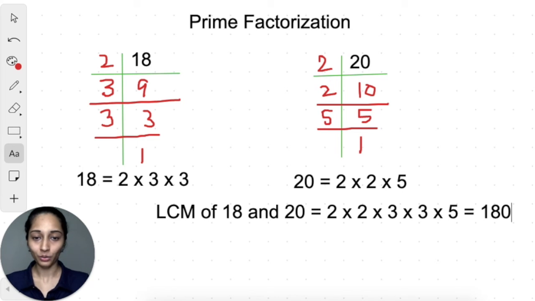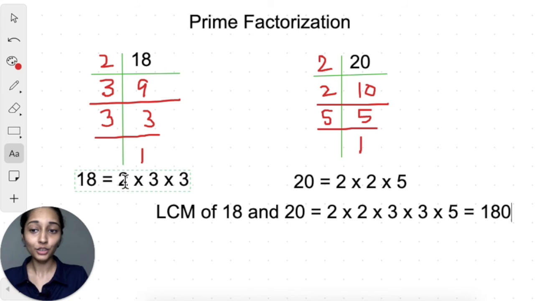You can see, children, that 2 times 3 times 3, which is in 18, is also present here. This 2 times 3 times 3. And this 2 times 2 times 5, which is there in 20, is also present there. 2 times 2 times 5. So that is why this is the lowest common multiple.